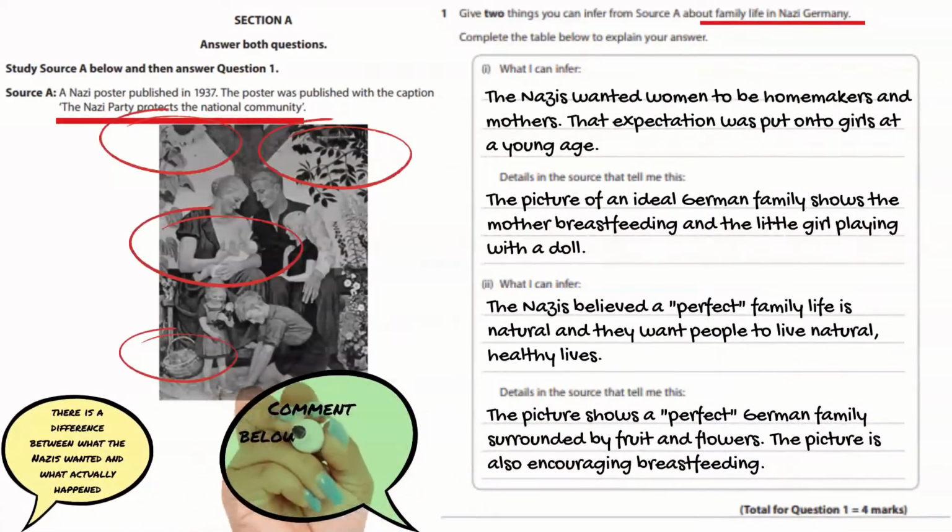So that's everything you need to know about question 1 on paper 3. Hopefully it's now clear what is meant by an inference.